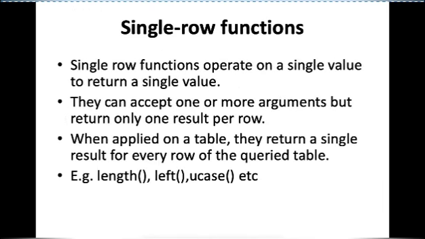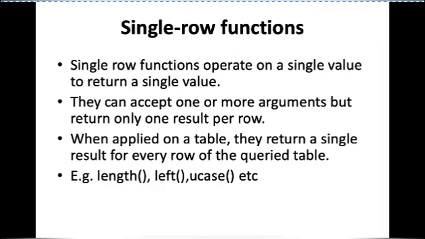Now let us have a look at what single row functions are. Single row functions are very different from multi-row functions. As we have already discussed, multi-row functions execute on multiple values together, whereas single row functions execute on one single value at a time, and corresponding to one value they return one value. So single row functions operate on a single value to return a single value. There is no concept of multiple value execution in this case. They can accept one or more parameters and can return only one value per row.